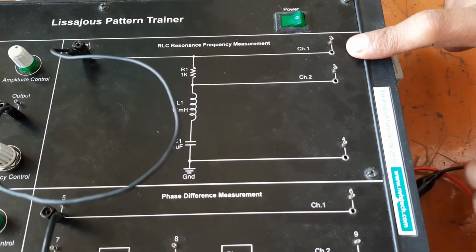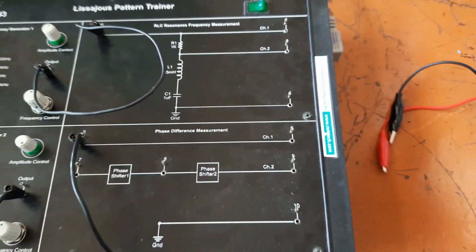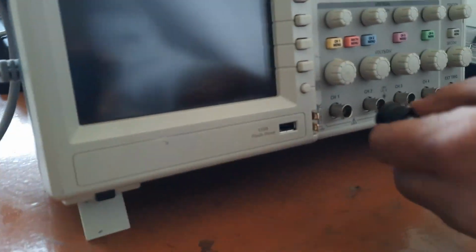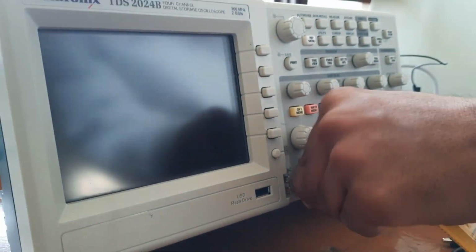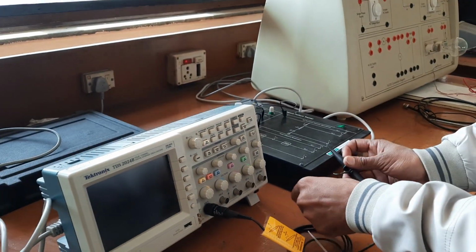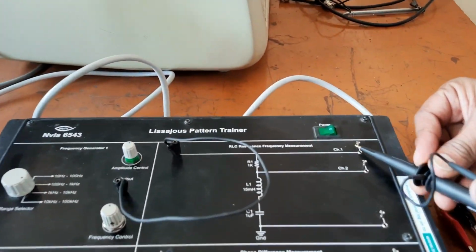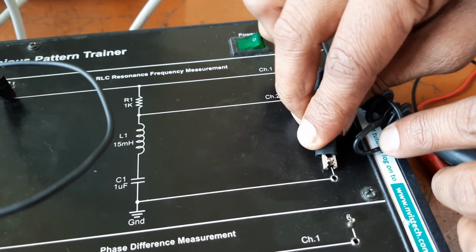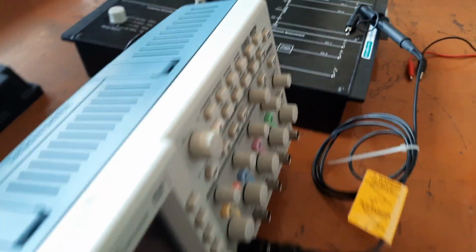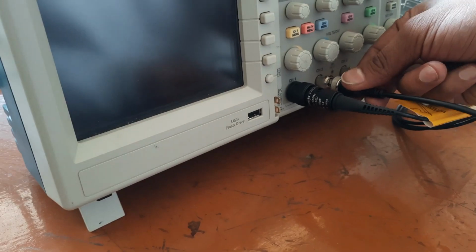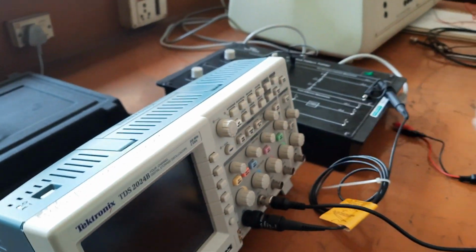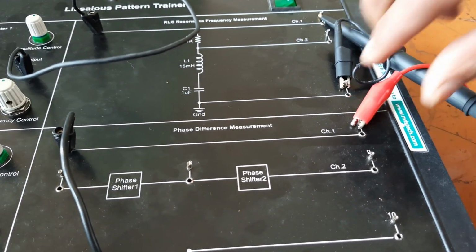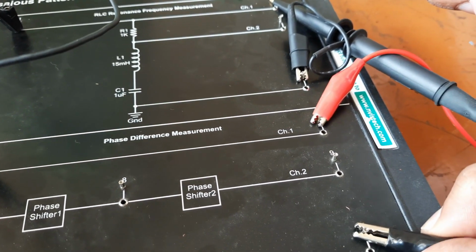Now we connect our DSO probes. Here we have channel number 1, which we connect to the output of frequency generator 1 and the second point to the ground. Now the second probe goes to channel number 2, to the output of frequency generator 2 and ground.